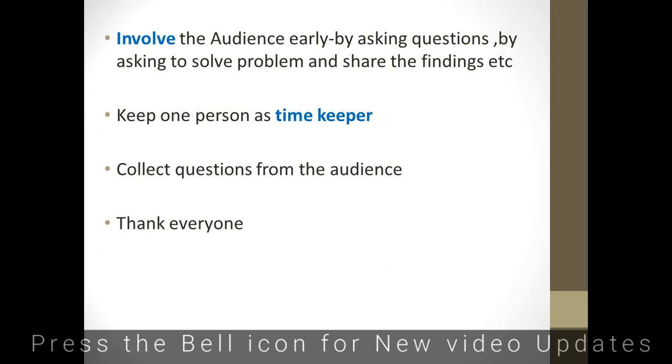And very important, in the end, if you are a moderator, you thank the speakers. If you are an organizer, thank everybody. And if you are a speaker and you get a chance, you also thank everybody, including the audience. So these are some points which I have discussed about the panel discussion.